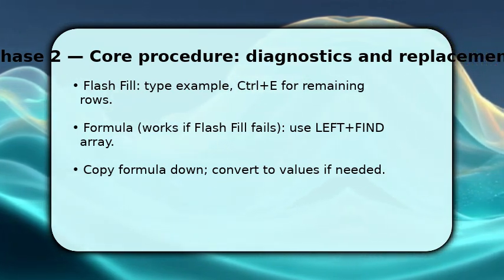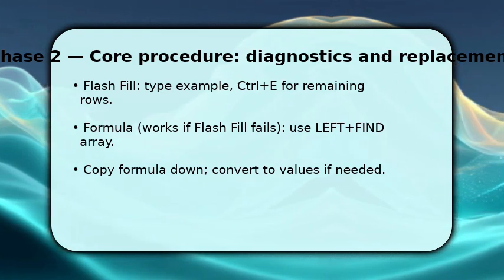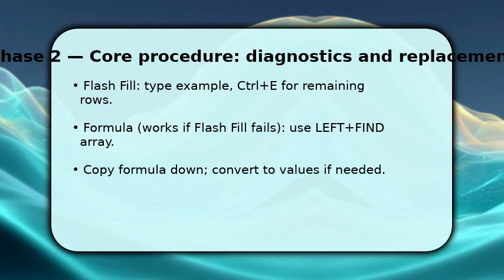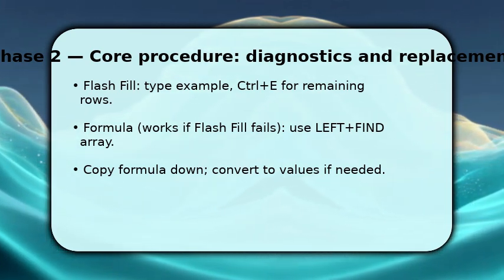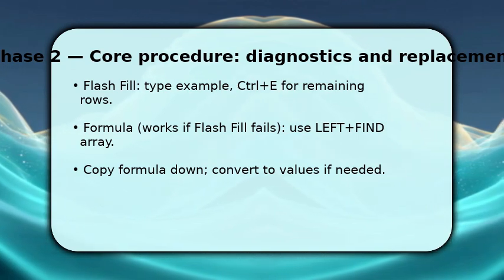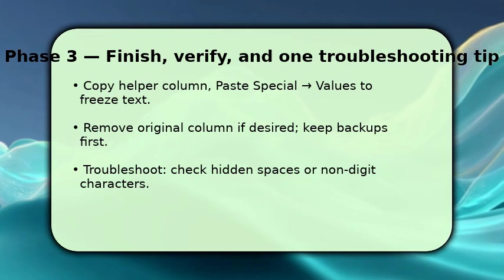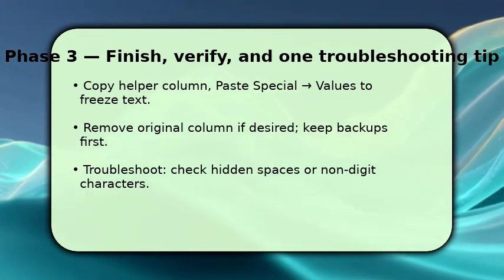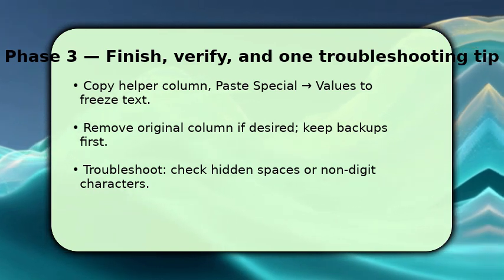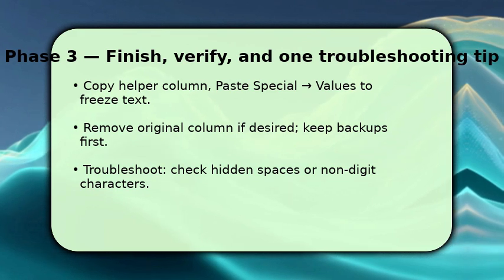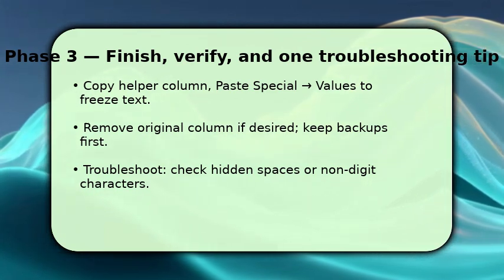This works by locating the earliest numeric character and extracting all text before it. Once you see correct previews, drag or double-click the fill handle to apply the formula to all rows. After extraction, copy the helper column and Paste Special > Values over itself so you have plain text. Then, if you want, delete or hide the original column. Make sure you kept a backup copy before deleting.